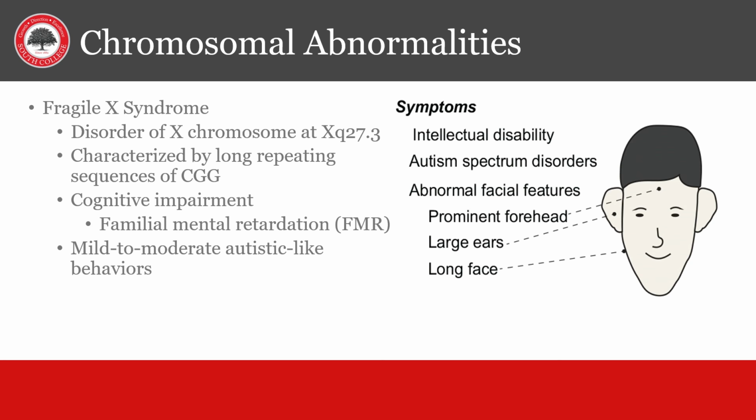Fragile X syndrome is also a disorder of the X chromosome. It results in cognitive impairment and autistic-like behaviors. They typically have large ears and a long face.